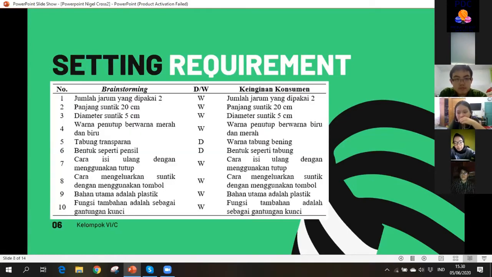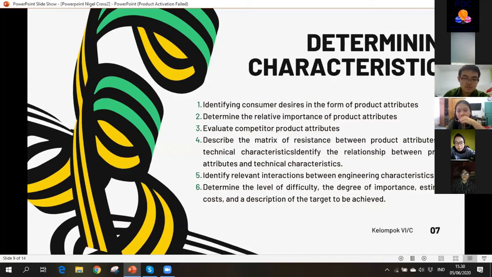This is the setting requirement of our product, Syringe pen. It has two demands and eight wishes, which means our products are almost in accordance with the wishes of the customers. Next is determining characteristic. Determining characteristic is to determine the desires and needs of customers for the Syringe pen products that are being designed.